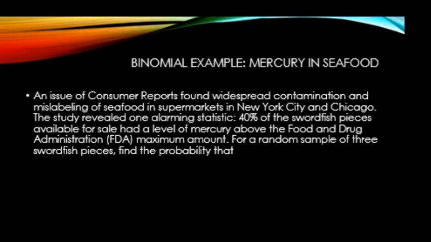We are picking 3 in the sample, so these are our 3 independent Bernoulli trials, and each individual trial has a probability of 40% of being above the maximum limit. So p is 0.4. The probability of success in this case is 0.4, where success is defined as the mercury level being above the maximum amount. The probability of failure is 0.6.